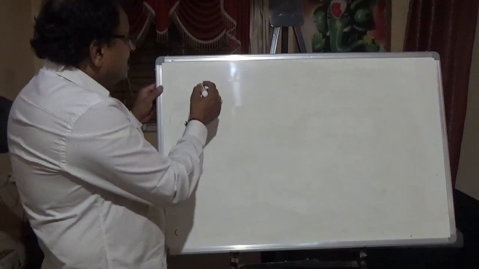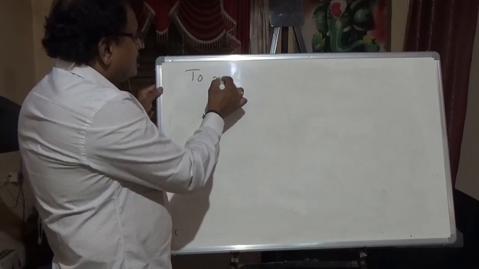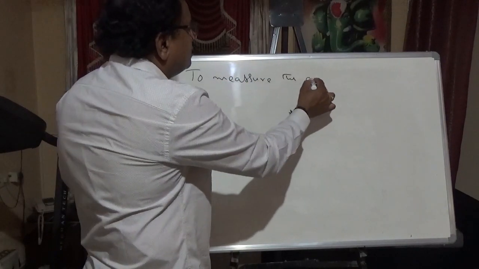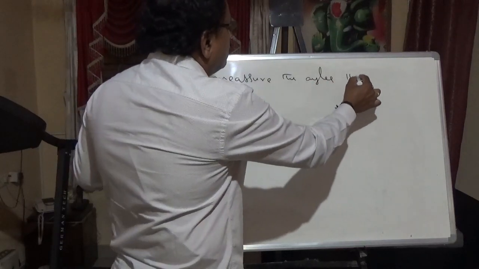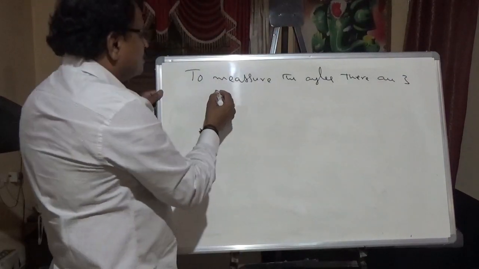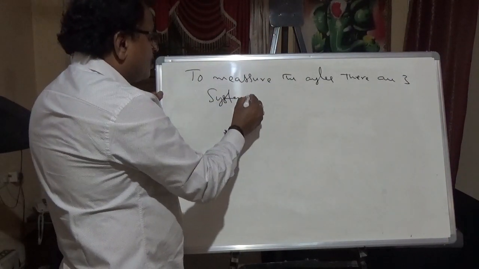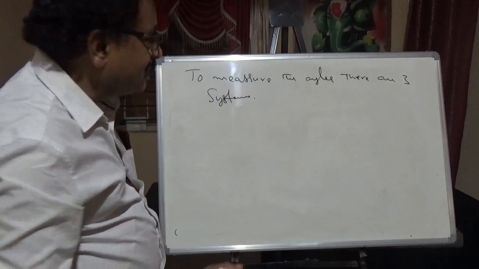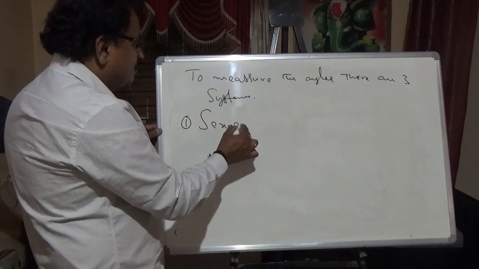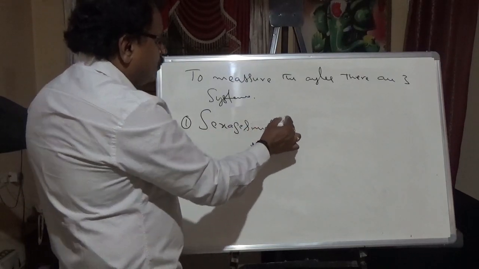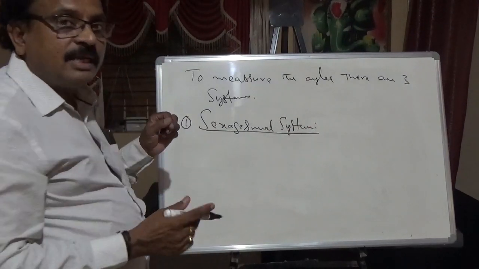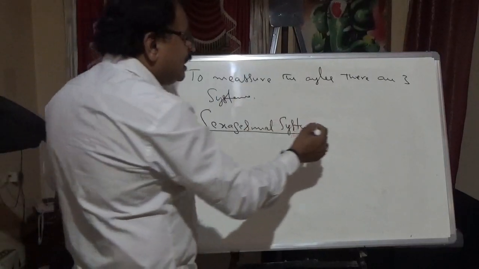So totally, to measure angles there are 3 systems. What is the first system? The sexagesimal system. The other name is the British system.